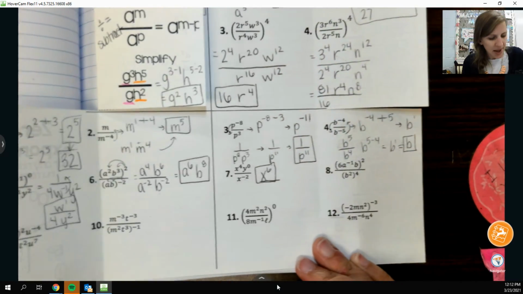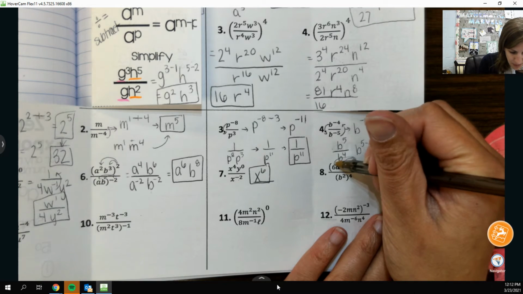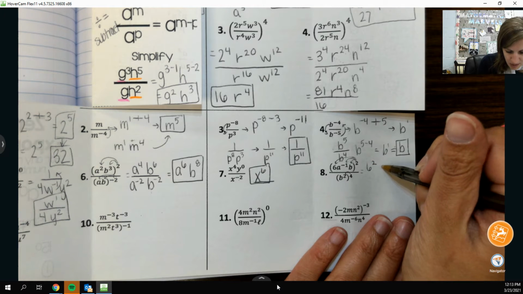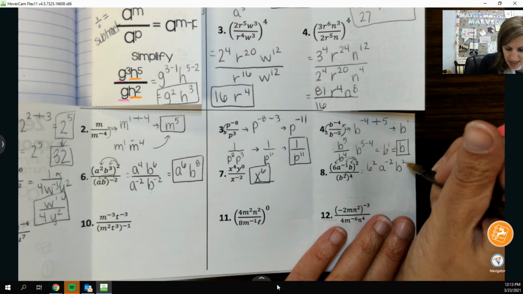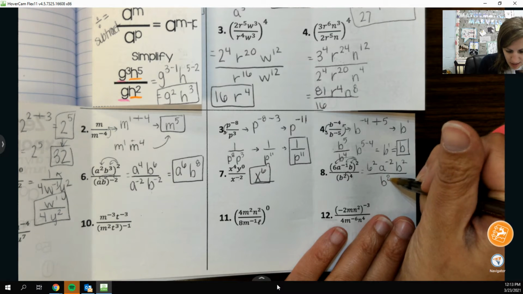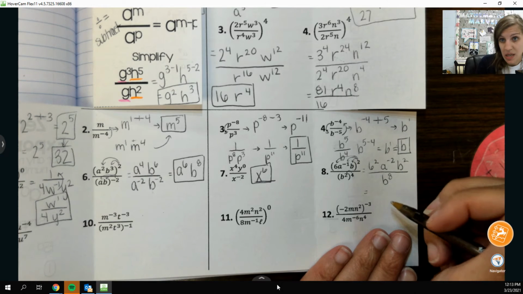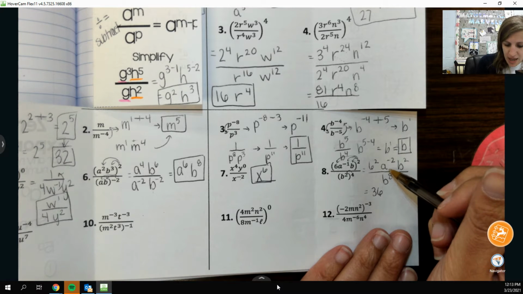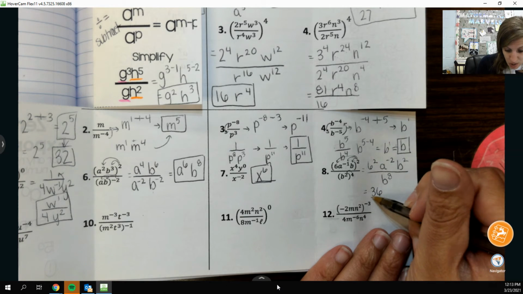Okay, on to the next. I need to distribute the 2 on top and the 4 on bottom. So I'll have 6 to the 2nd, a to the negative 2nd, because when I distribute, I multiply, and b to the 2nd. And then on the bottom, we're distributing the 4, so b to the 8th. Now, the 6 to the 2nd doesn't have any other common base, so 6 to the 2nd is just 36. The a doesn't have any other common base, but it's negative, so it can't stay on the top. It needs to go to the bottom.